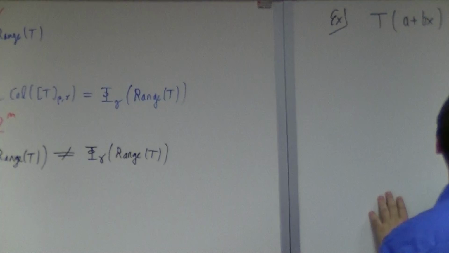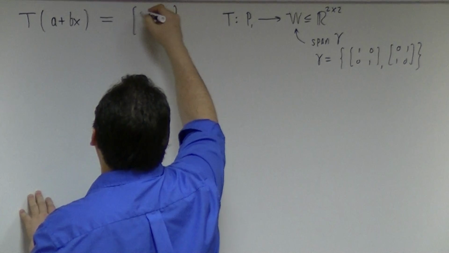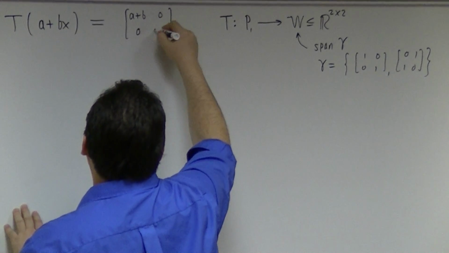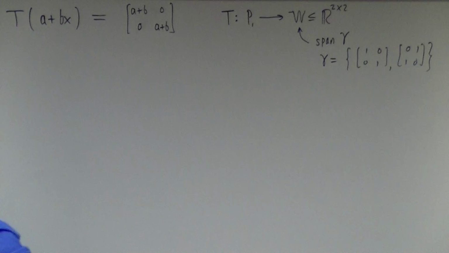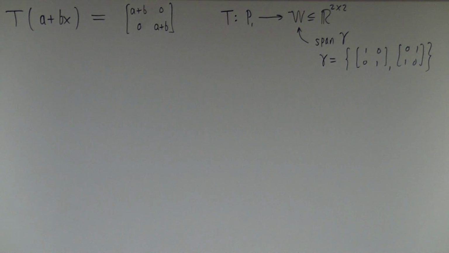The kernel here isn't going to be very exciting, but you guys can forgive me. We're not going to be able to see this theorem at all in this example. I need to do something stupider. How about the mapping is, let's say A plus B, 0, 0, A plus B. And I'm going to let W be the span of these two things. Now it starts to get interesting.